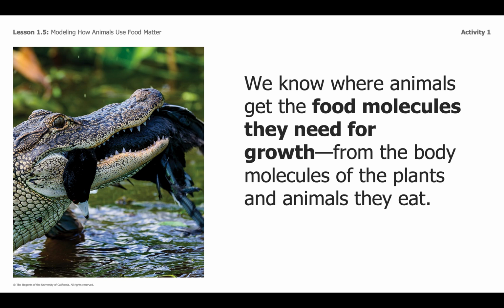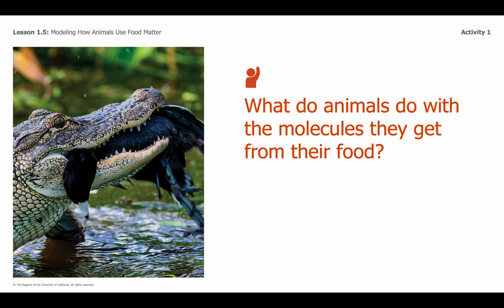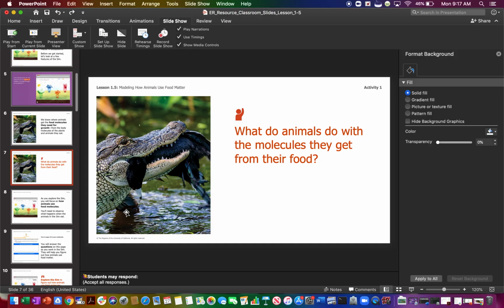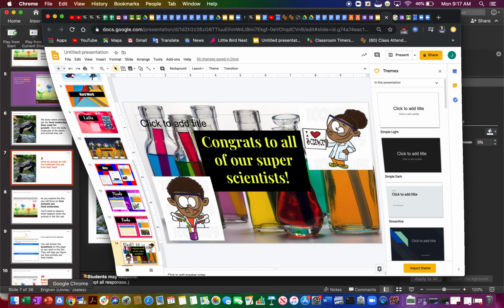We know where animals get the food molecules they need for growth: from the body molecules of plants and animals they eat. One key thing to think about is, what do animals do with the molecules that they get from their food? So let's take a look at this simulation.